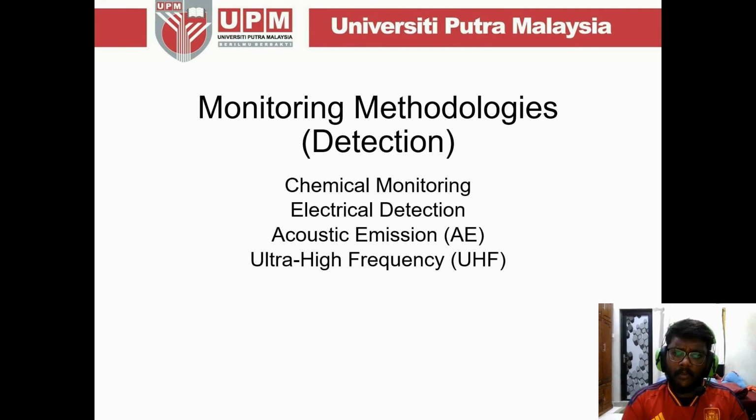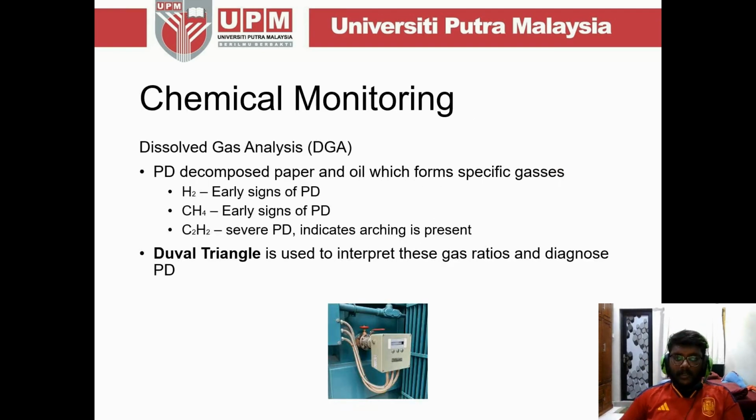I would like to move on to discussing the detection techniques of partial discharge. First, through chemical monitoring. When we conduct dissolved gas analysis of the oil inside the transformer, partial discharge generally decomposes the oil and the paper, and it produces certain byproducts. For example, in oil, when there is a detection of hydrogen and also methane, it gives us a clear indication that there are early signs of partial discharge.